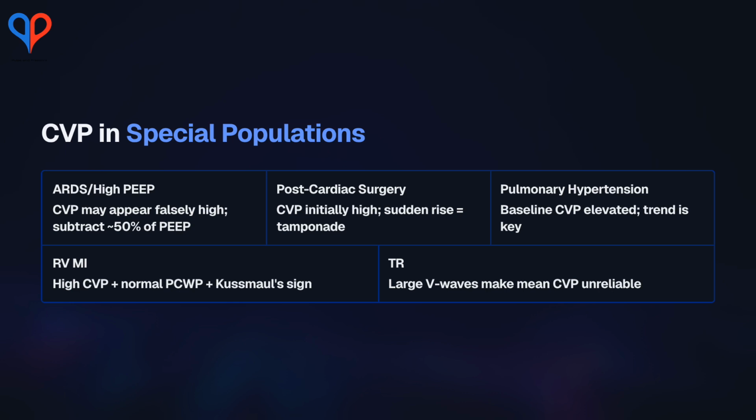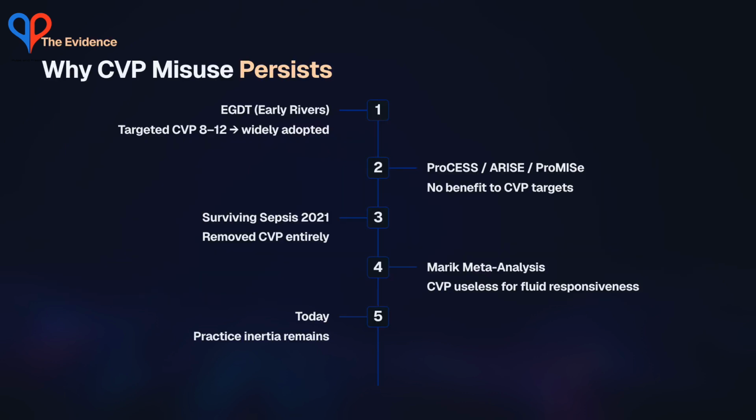Special populations require tailored interpretation. In ARDS, high PEEP elevates CVP artificially. Post-cardiac surgery, CVP is typically elevated due to fluid shifts and RV stunning. However, a sudden rise should prompt evaluation for tamponade. Pulmonary hypertension chronically elevates CVP. Trends matter more than absolute values. In right ventricular MI, high CVP with normal wedge pressure and Kussmaul's sign strongly support the diagnosis. Severe tricuspid regurgitation makes mean CVP unreliable. Waveform analysis becomes critical.